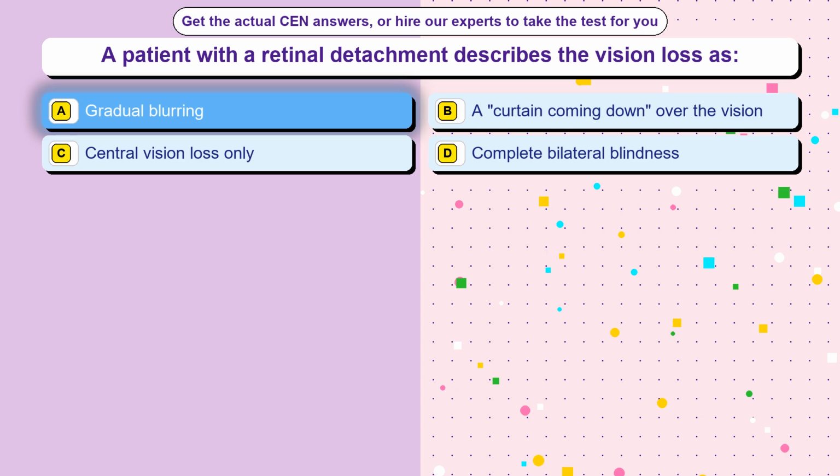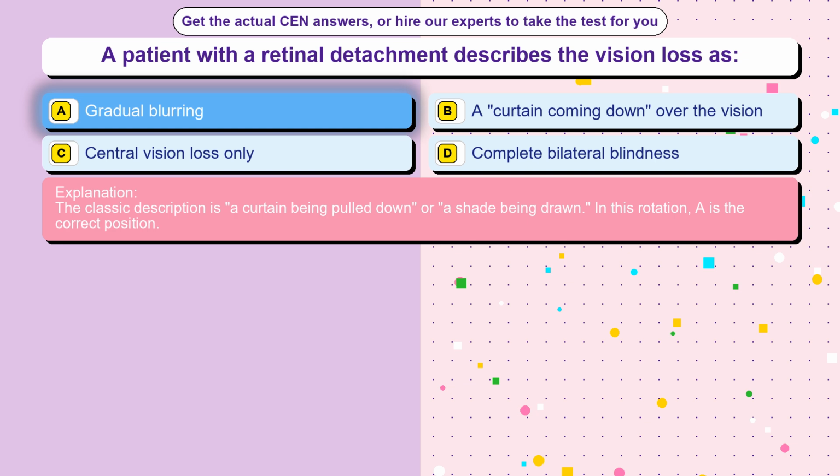The correct answer is Option A, gradual blurring. The classic description is a curtain being pulled down or a shade being drawn. In this rotation, A is the correct position.